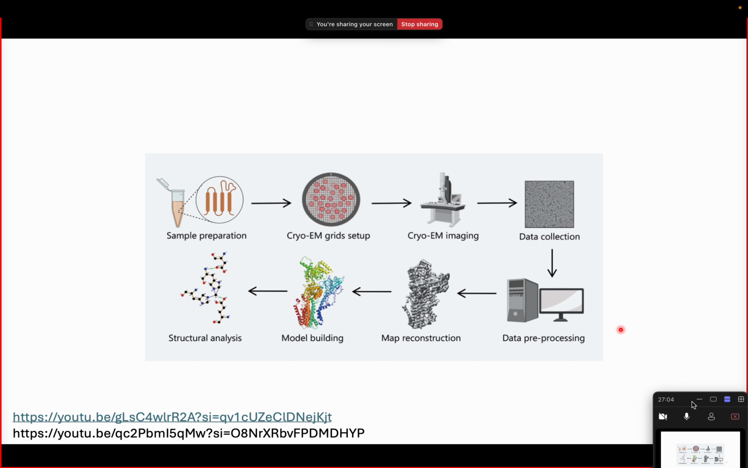cryo-EM process takes place. So you'll have a sample preparation, you'll overexpress your protein in a sample, and then you'll just put it on certain grids which are there with the microscope, and then you'll image it at very low temperature. Then you'll do the data collection, then there are certain pre-processing steps, then you'll try to map these structures, these reconstructions, and then you fit the reconstruction to a model, and then at the end of the day you can do your analysis and assign all the 3D coordinates to each and every atom of the protein.